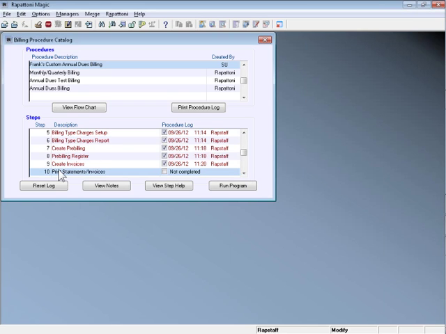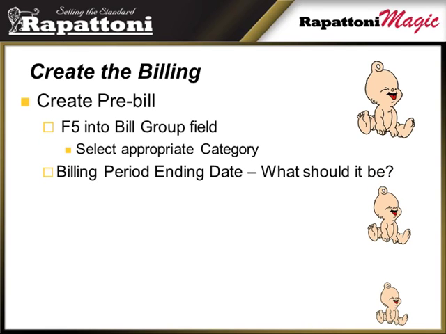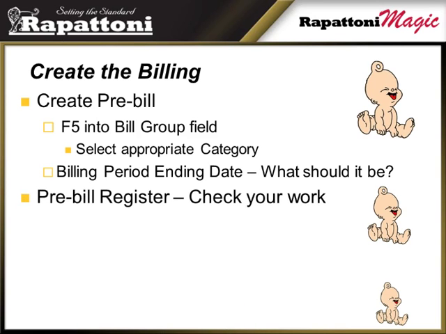Let's review. First, we talked about creating the pre-bill, where you want to F5 in the bill group field and select your bill group as well as the appropriate categories. We talked about that billing period ending date, that crazy billing period ending date. What should it be? Again, on a general basis, we recommend make it the current date. Most likely that will be the correct date for you to really get the data to look how you want it to look. We also talked about pre-bill register, which will check your work.